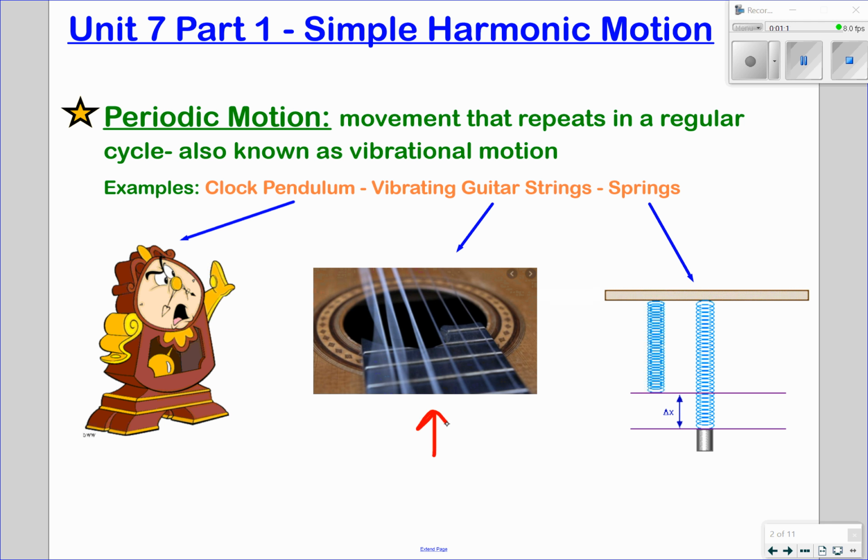Some of you might have even pulled a string nice and tight, and then someone can pluck that string. You can do that with a rubber band or anything like that. A clock pendulum is another common example here. We have Cogsworth visiting us from Beauty and the Beast, making a guest appearance.